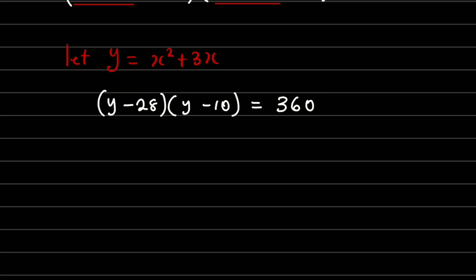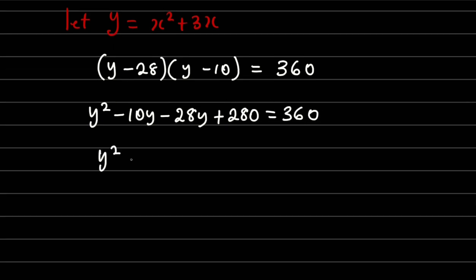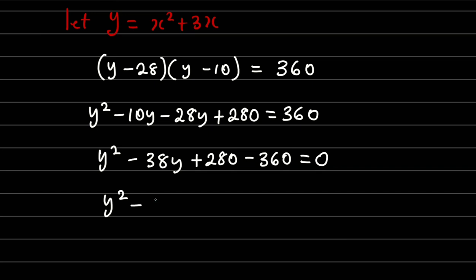Now we are going to solve these two. Expanding it, we are going to have y squared minus 10y minus 28y. Then we have plus 280 is equal to 360. And this will give us y squared minus 38y. Then we have plus 280, then minus 360 is equal to 0. This will reduce to y squared minus 38y, then we have minus 80 is equal to 0.